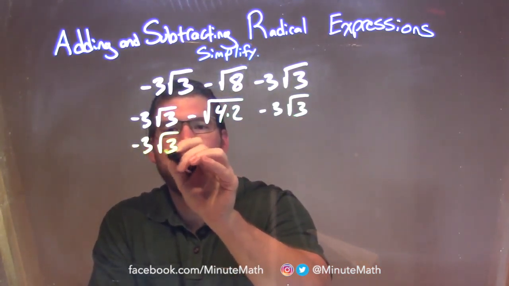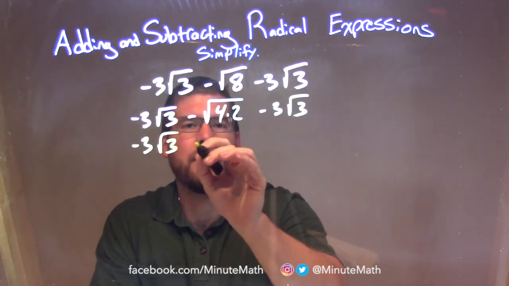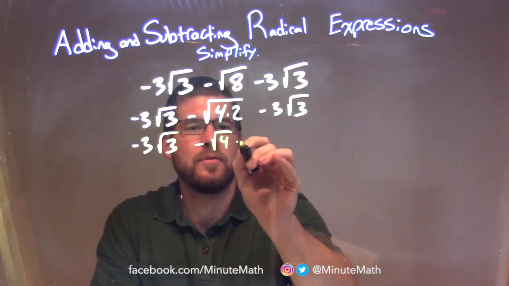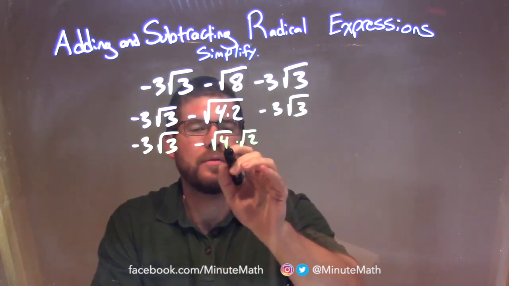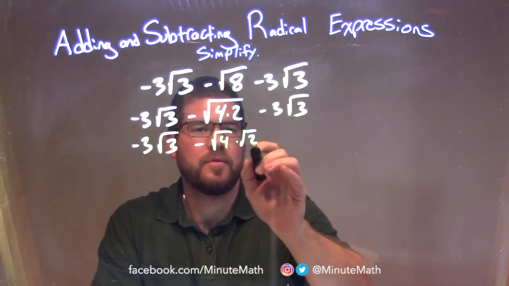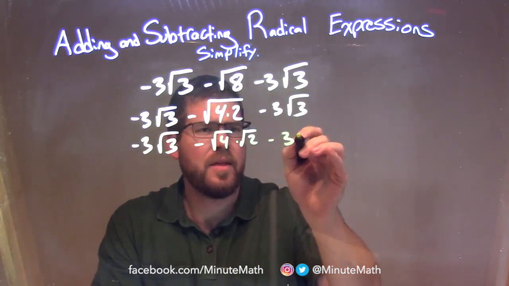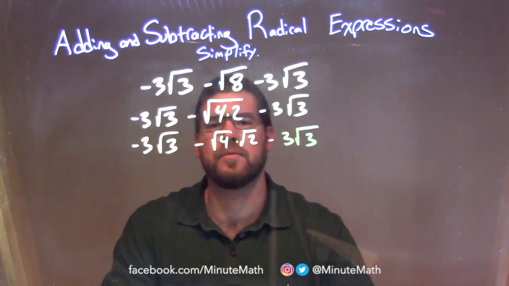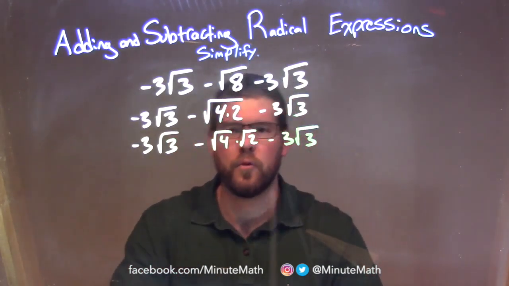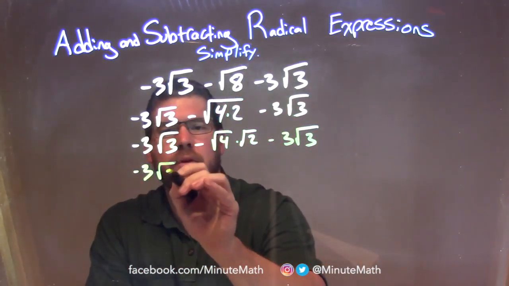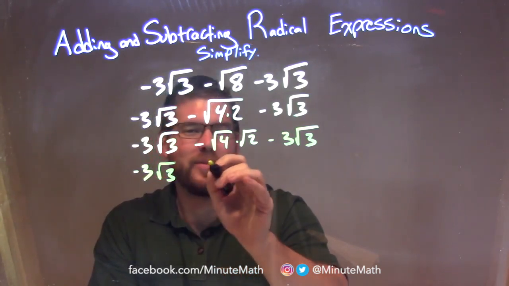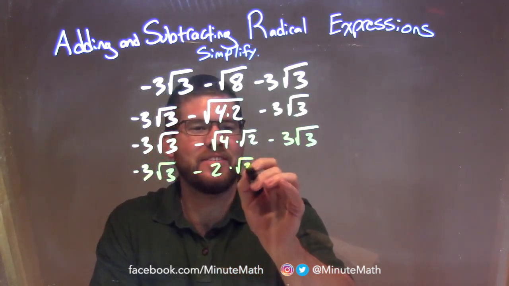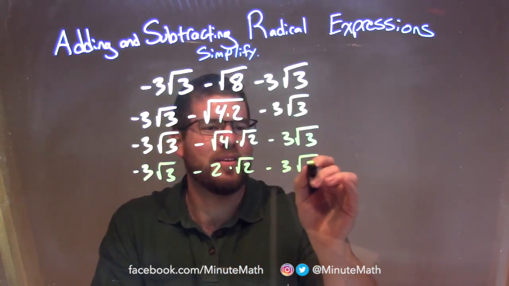Negative 3 times square root of 3 minus, and I can break this apart to be two different square roots. Negative square root of 4 times square root of 2. And then minus 3 square root of 3 is just all by itself. So now let's simplify. Square root of 4 is just a 2. So we have negative 3 square root of 3 minus 2 times the square root of 2 minus 3 square root of 3.